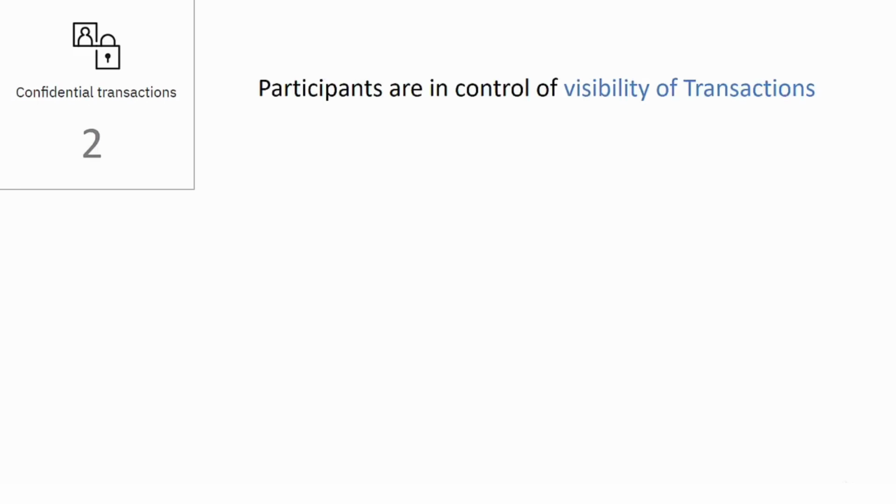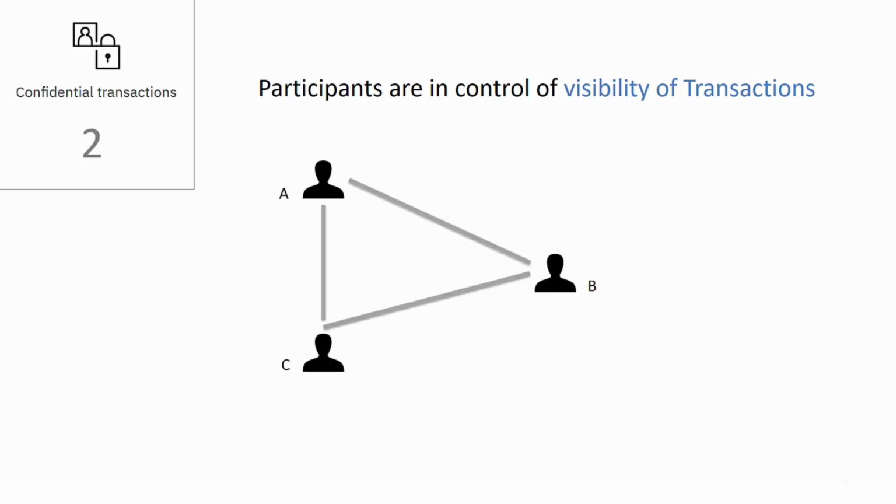Another characteristic that is desired for business applications is the confidentiality of the transactions. Not all transactions are desired by the business to be visible to all. Hyperledger Fabric puts participants in control of the visibility of their transactions. Consider the scenario where A, B, and C are engaged in carrying out business on a DLT-based application. So any transaction initiated by any of these entities will be visible to all of these participants.